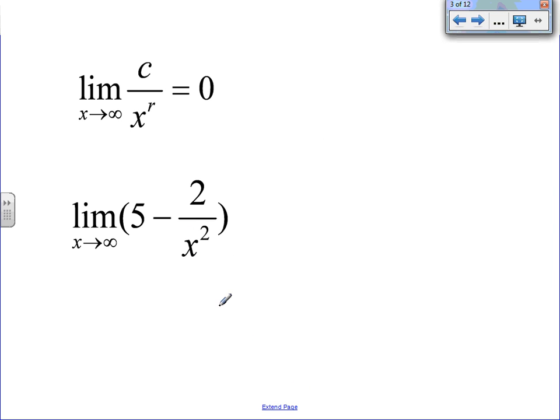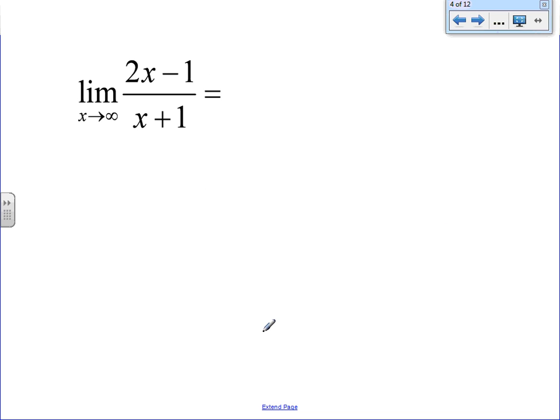All right, end behavior. So generally speaking, as x gets really, really big, if I take a constant and divide it by a big number raised to any power, I end up with 0. And so in this case, as x gets really, really big, 2 divided by a really, really big number squared turns out to be essentially 0, so we end up with 5 minus 0, or 5. Okay, so back to a little talk about limits.